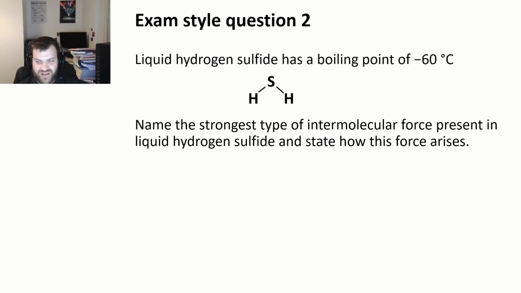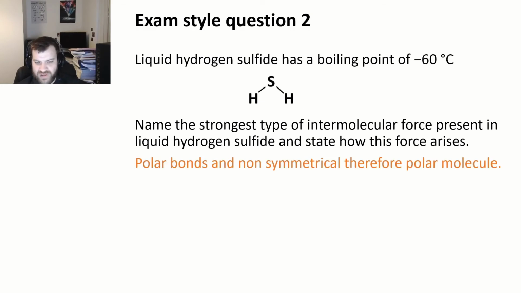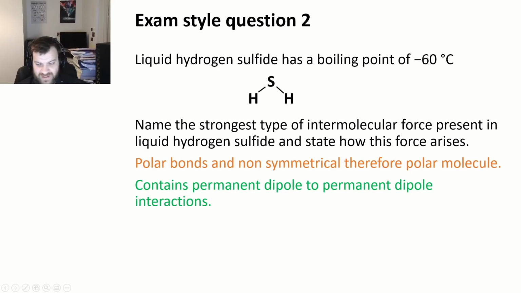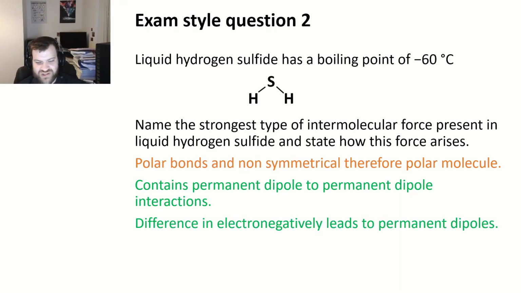In this type of question, we were given a particular chemical and asked about the type of intermolecular force present within it. We've got polar bonds because we've got a difference in electronegativity. It's non-symmetrical, and therefore it's a polar molecule. The strongest force will be permanent dipole to permanent dipole interactions. It's not hydrogen bonding because it's not fluorine, oxygen, or nitrogen connected to the hydrogen. And permanent dipole to permanent dipole interactions occur when we have a difference in electronegativity, leading to permanent dipoles or polar covalent bonds.